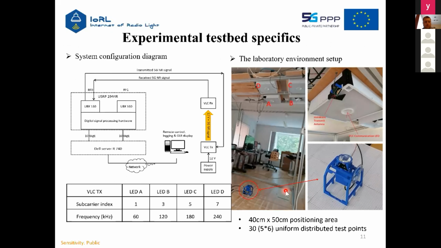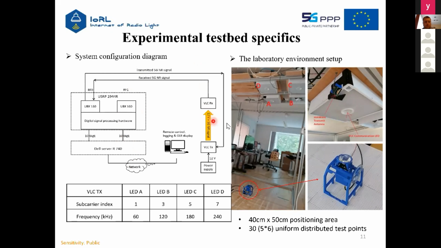In order to prove the feasibility, the experimental testbed is built based on the Viavi 5G new radio system. Let's take a look at the figure on the left side. There is the system configuration diagram. The USRP is connected to the system with a 10 gigabit ethernet cable for 5G VLC signal transmission, and the signal will be sent through the VLC module and the LED lamp and received by a photodiode.